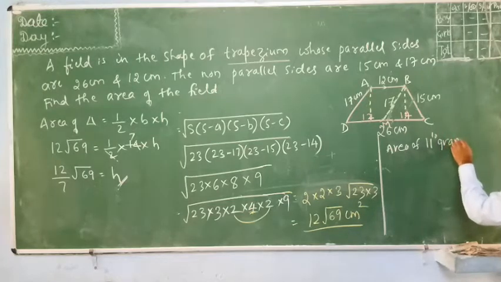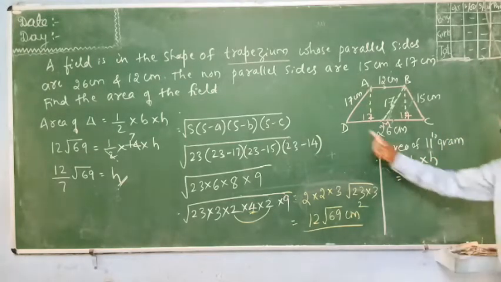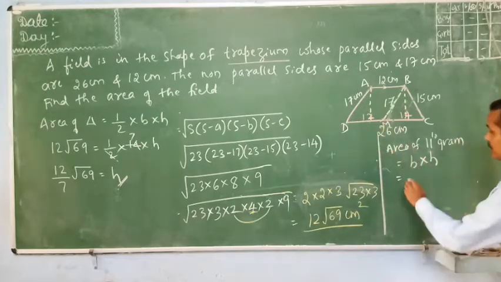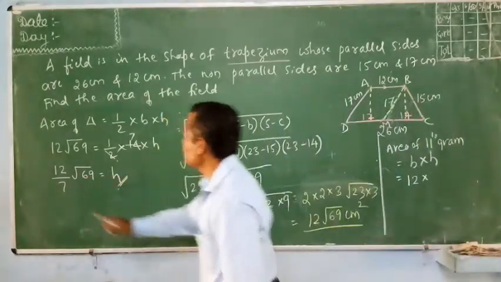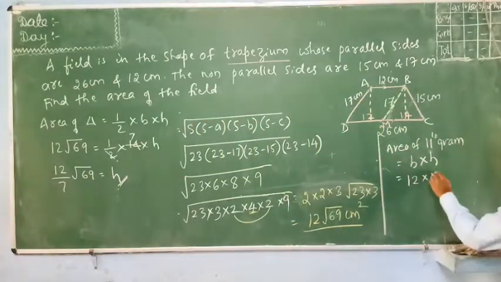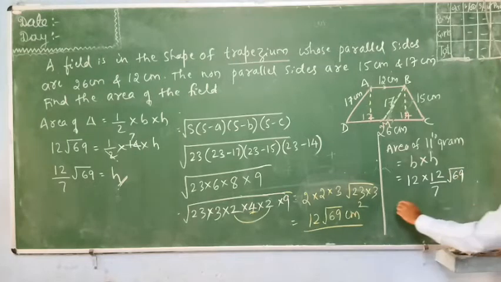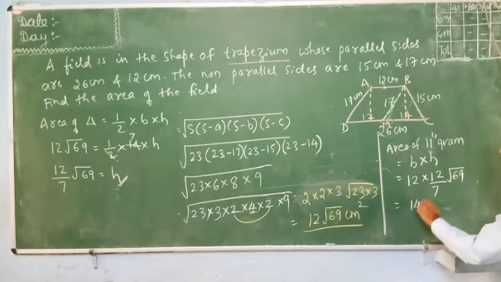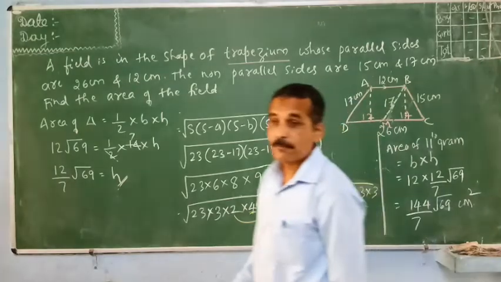Area of parallelogram is equal to base into height. Base of the parallelogram is 12. So 12 into height, and height is 12 by 7 under root 69. If you multiply, 144 by 7 under root 69 centimeter square is the answer for what?